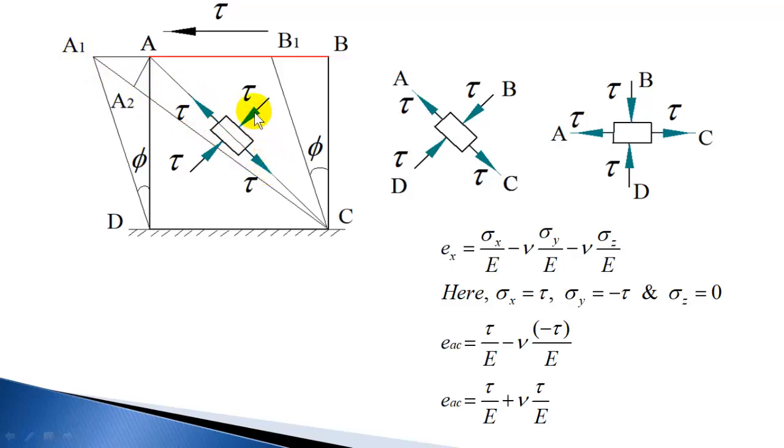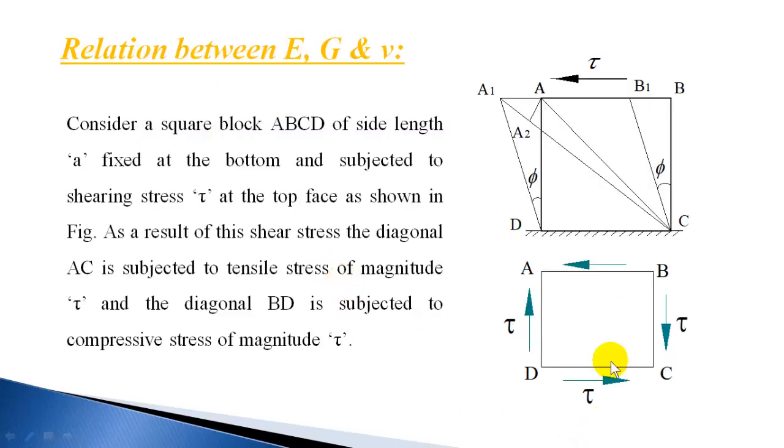So what I wanted to say is, when pure shear stress like this acts on an element, one of the diagonals will be subjected to tensile stress of magnitude tau, and the other diagonal BD will be subjected to compressive stress of the same magnitude. This will be proved later when you study the principal stresses topic.